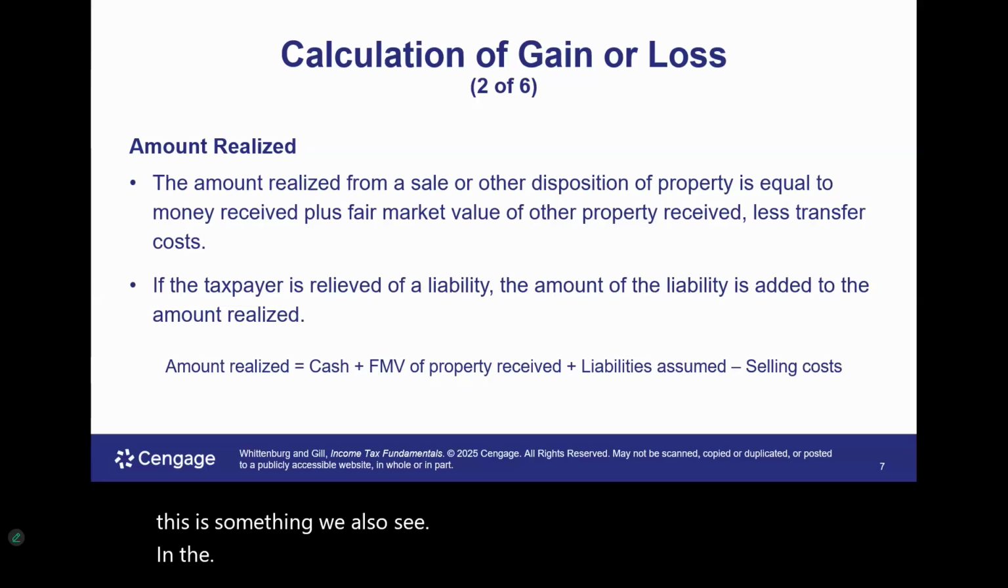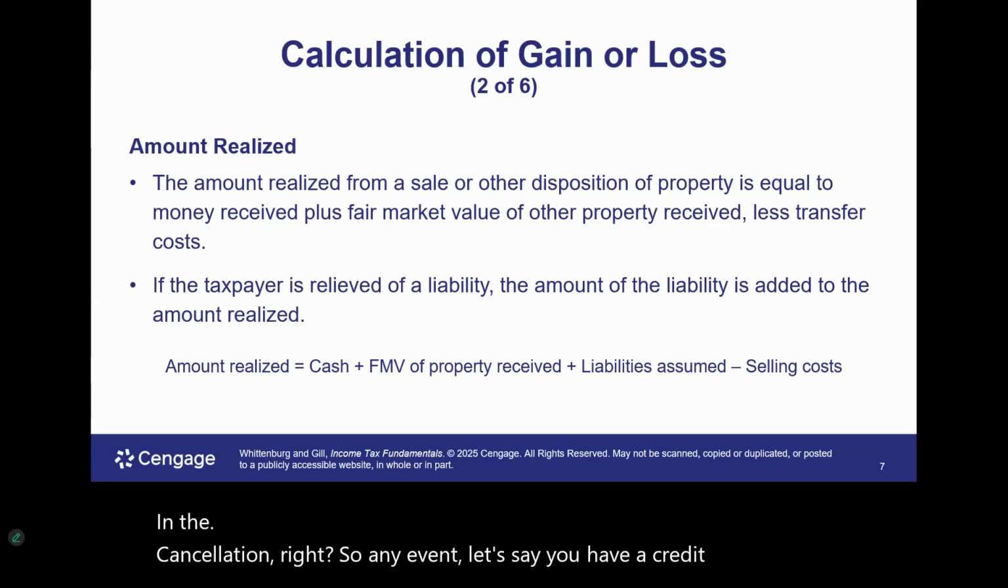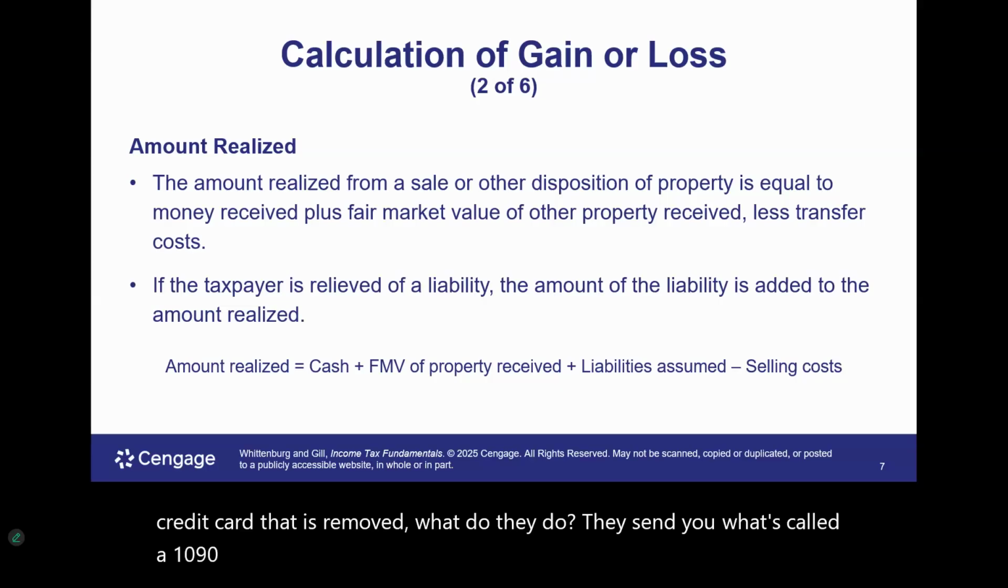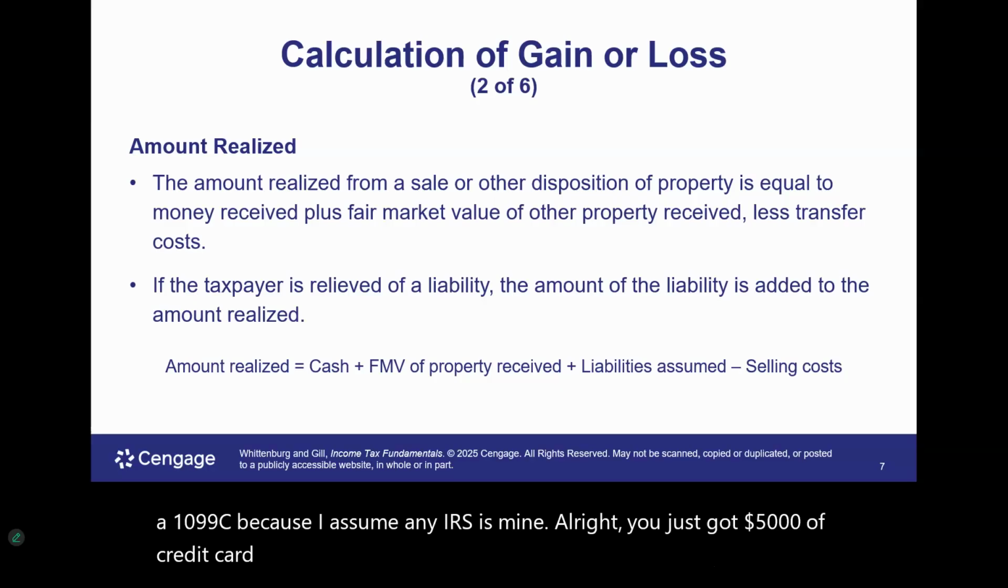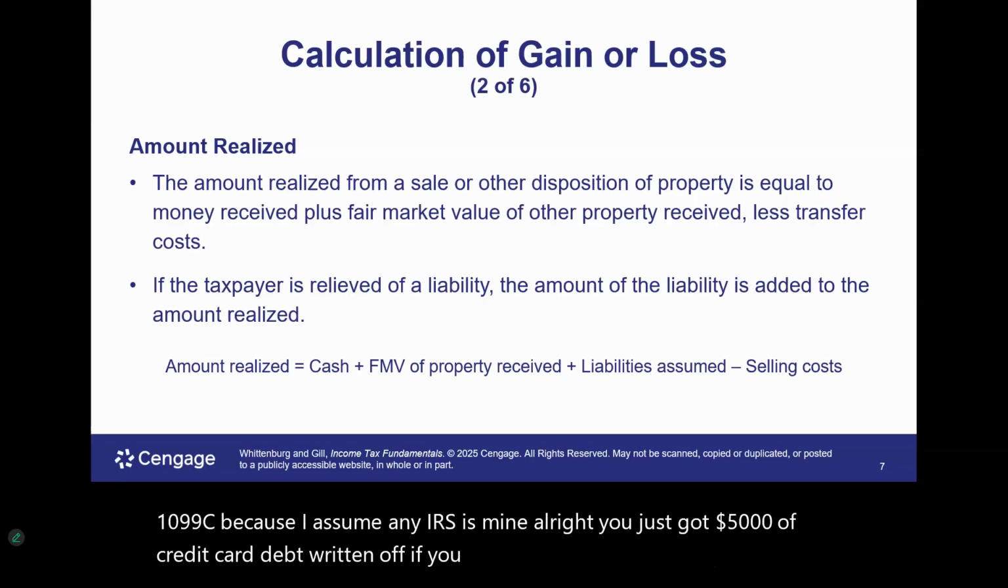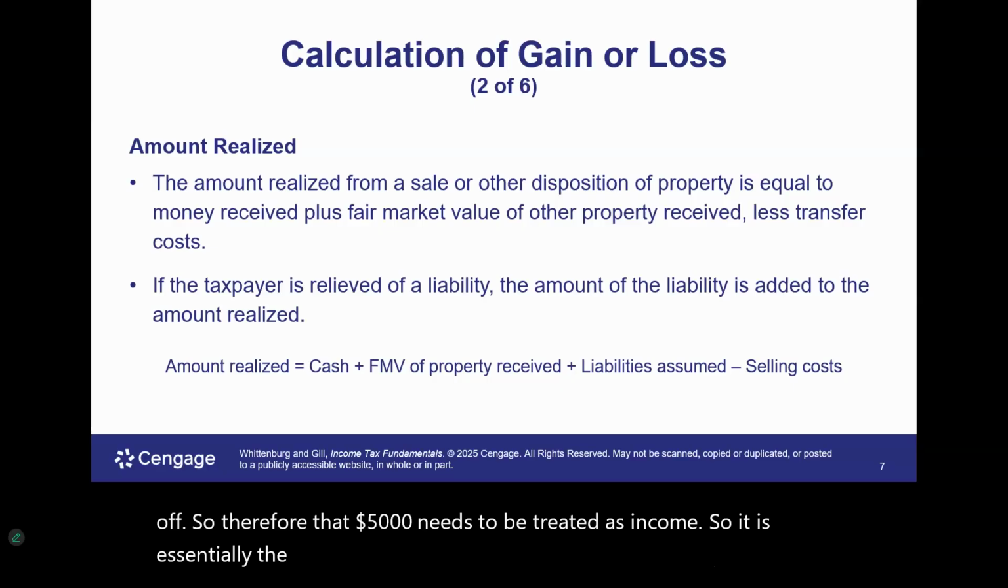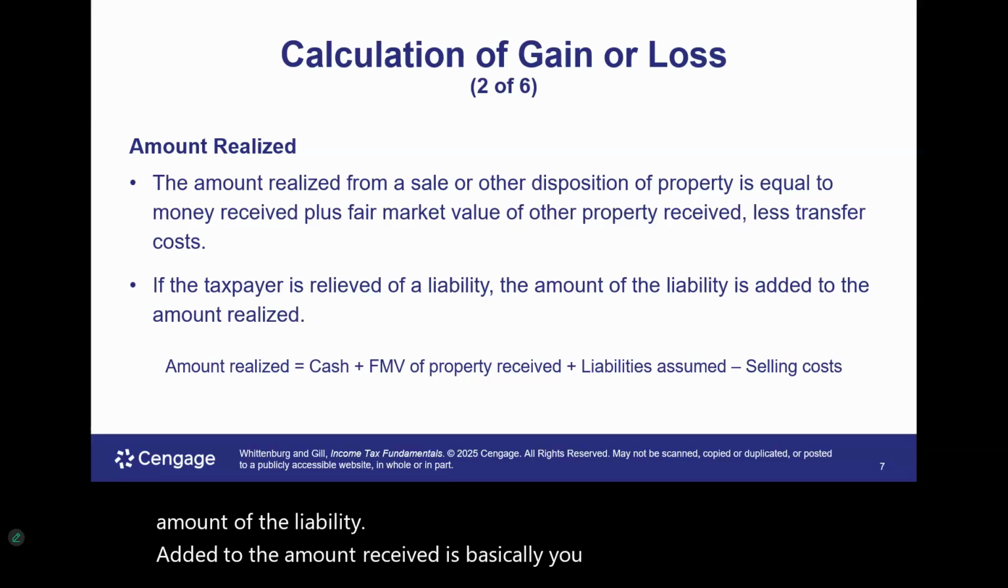cancellation of debt, right? So in the event you have a credit card and the credit card debt is removed, they send you what's called a 1099-C, because I assume in the IRS's mind, you just got $5,000 of credit card debt written off. If you had the money, you would have paid it off. Therefore, that $5,000 needs to be treated as income. So it is essentially the same concept. If the taxpayer is relieved of a liability, the amount of the liability is added to the amount received and is basically treated as income, money coming in.